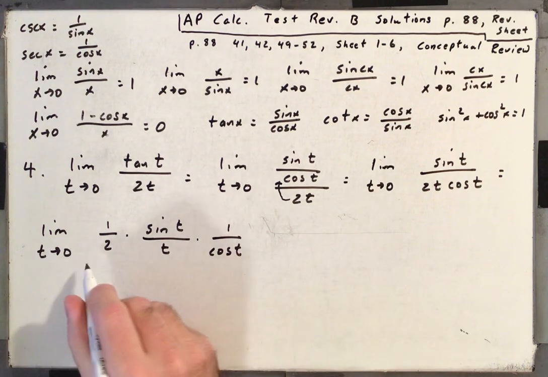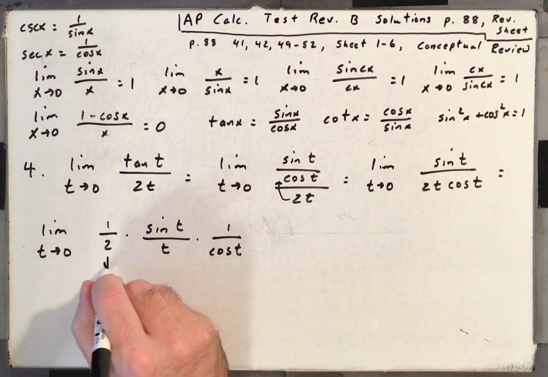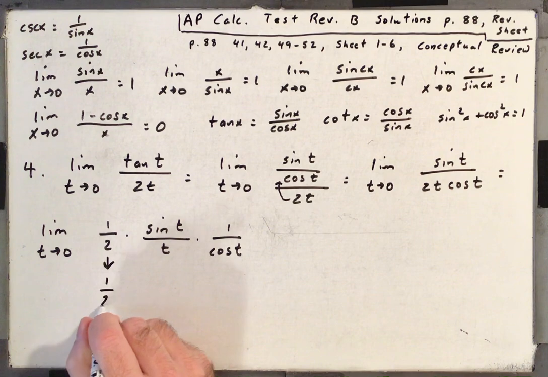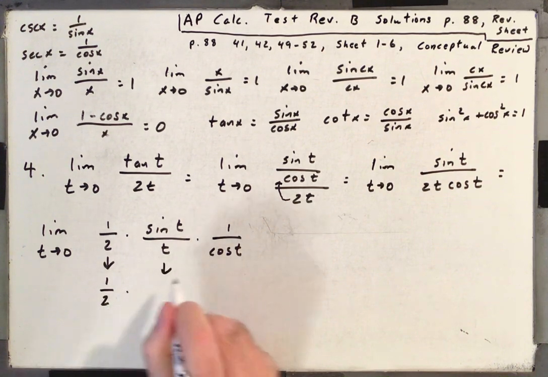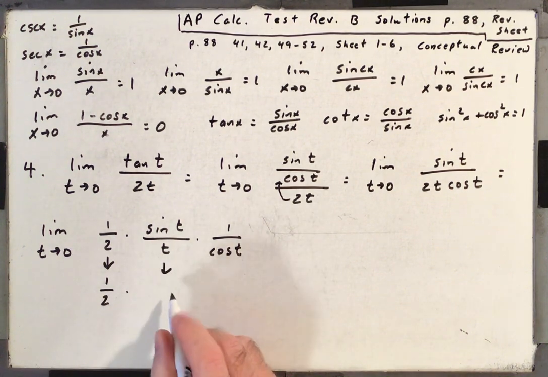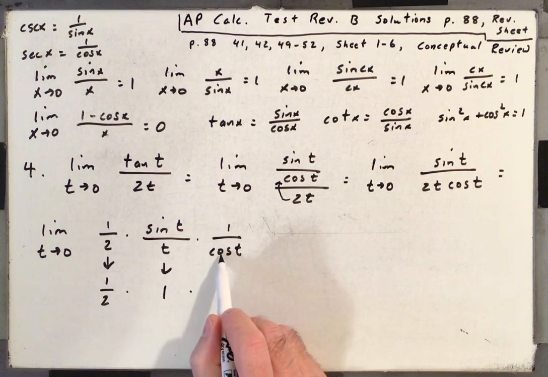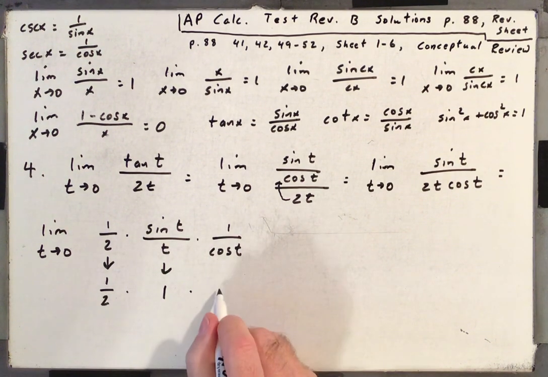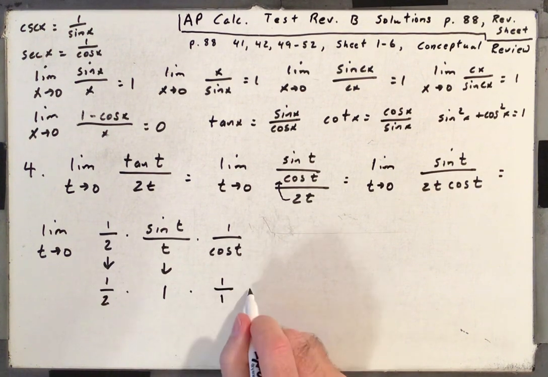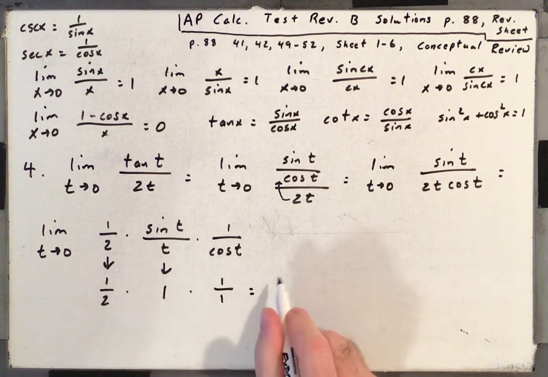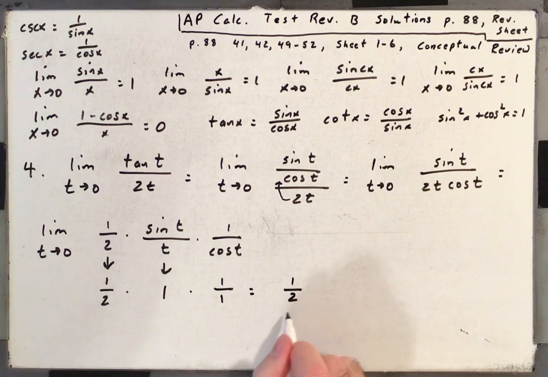So now we are where we can take the limit. The limit of a constant is the constant. The limit of sine t over t is 1. And if we plug a 0 in here, the cosine of 0 is 1. So times 1 over 1. So that's 1/2 times 1, which is 1/2.